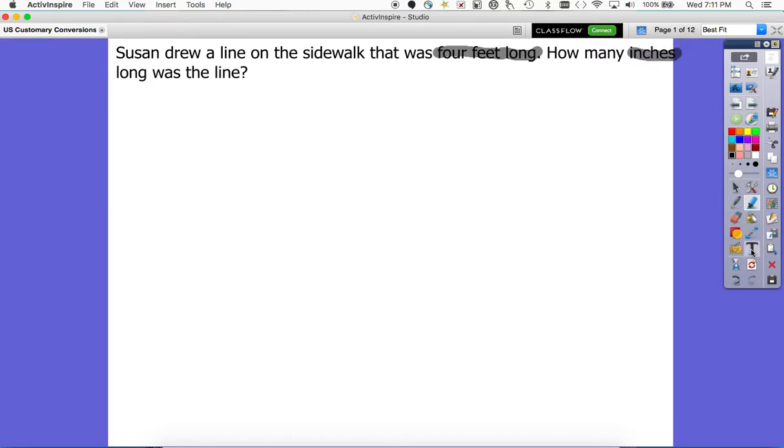I'm going to try my best with this pen tool. All right, so I have to go from 4 feet long to how many inches? So right now our problem gives us 4 feet. So I'm going to write 4 feet, F-T equals, and we have to figure out how to get to inches. So I'm going to draw this blank line and then put I-N.